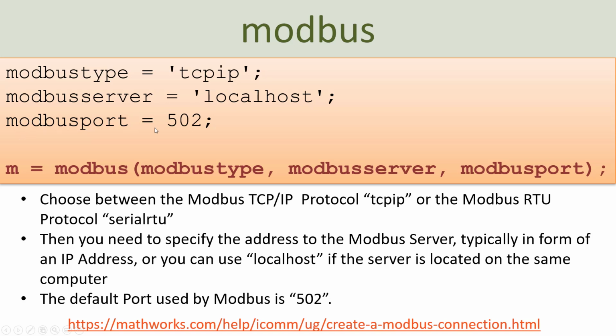And then the Modbus port. The default Modbus port is 502, and then you just use the Modbus function and specify the Modbus type, the Modbus server, and the Modbus port. And then an object will be established in MATLAB, which you can use in order to either write or read data to this specific Modbus server.